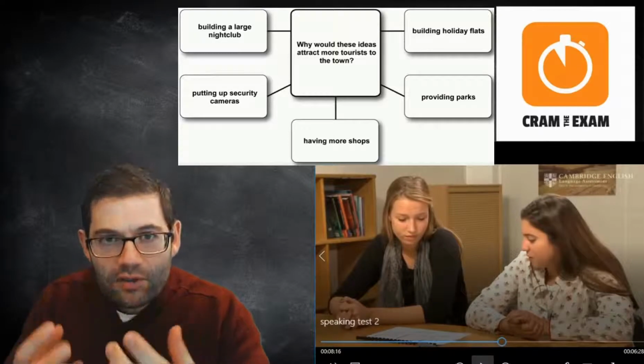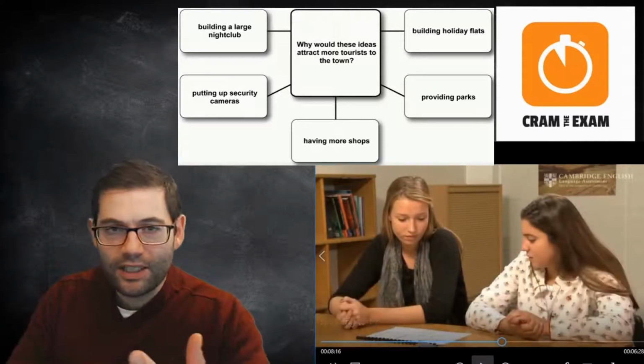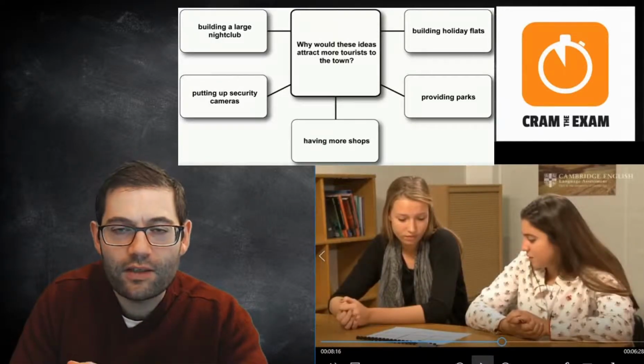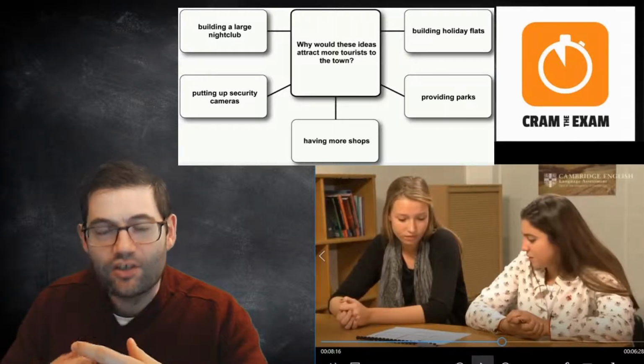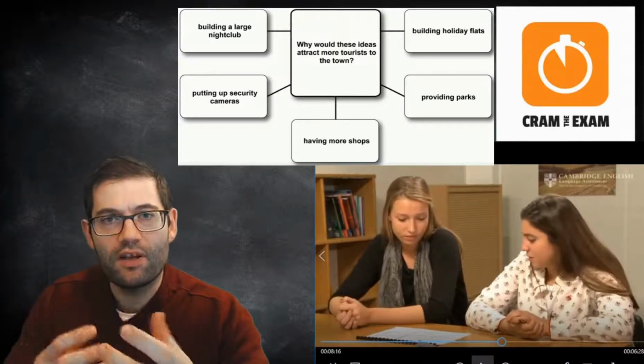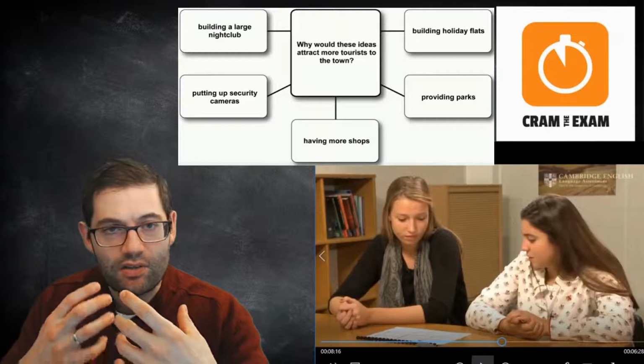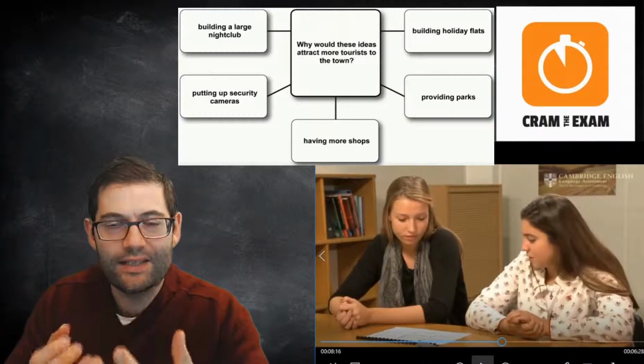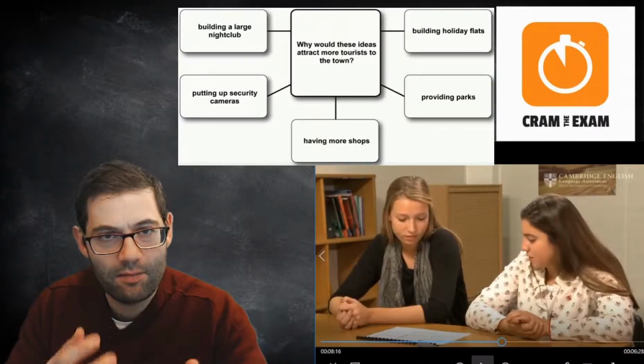Once again, the blonde girl chooses another topic. The brunette girl is not driving this conversation. She's reacting. She's being reactive. The blonde girl is being proactive. She's driving the conversation forward, and she's going to get marks for this. It will be seen positively.